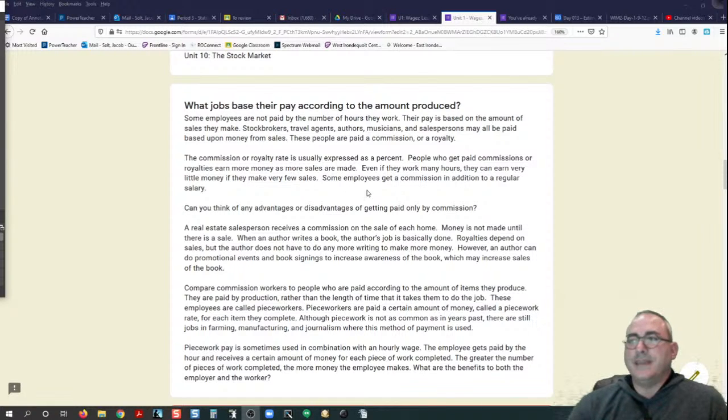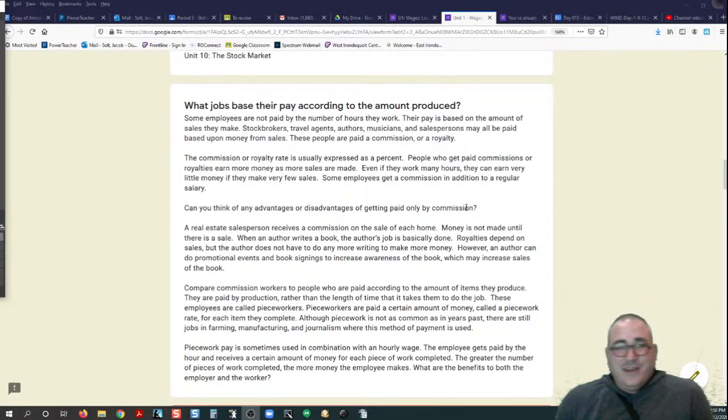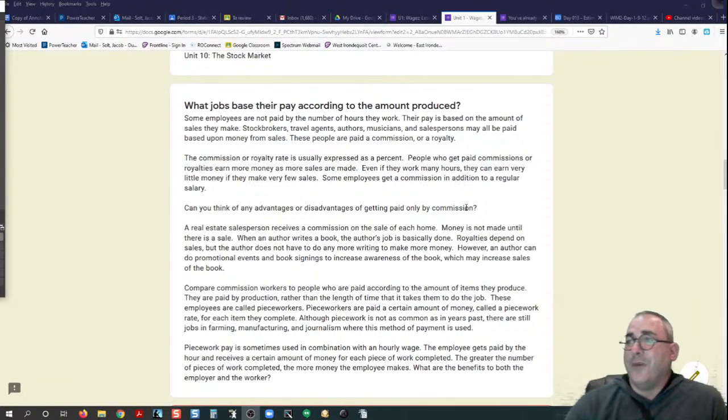Some employees get a commission in addition to a regular salary. Can you think of any advantages or disadvantages of getting paid only by commission? Well, let's talk about that. If you're getting paid only by commission, you're only getting paid when you make sales, right? If you aren't making any sales, you could be working lots of hours and getting paid very little. So the disadvantage of working only by commission is that if sales are poor, you could be working a lot of hours and making very little money.